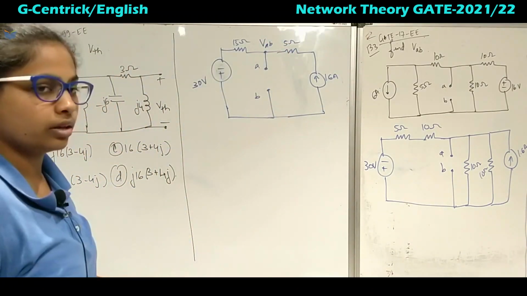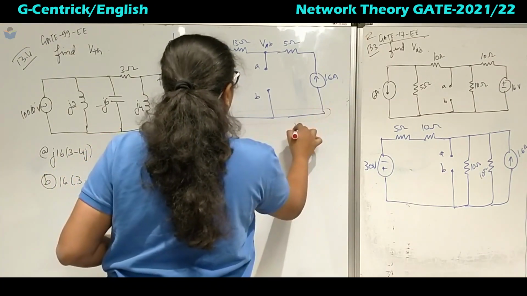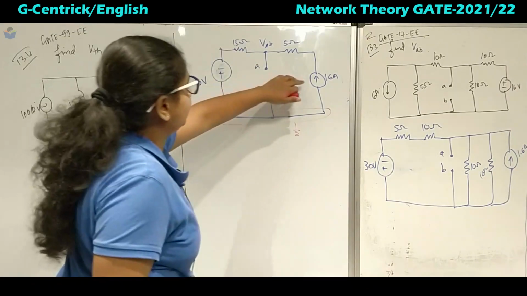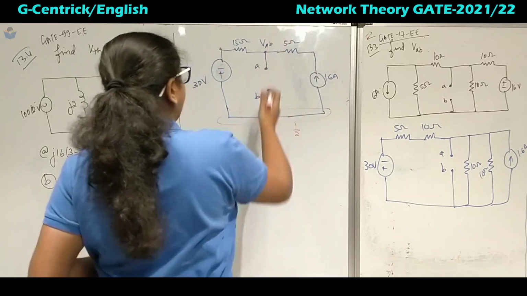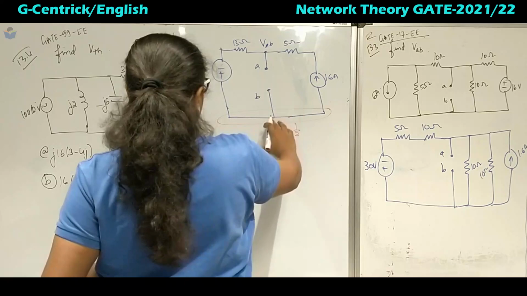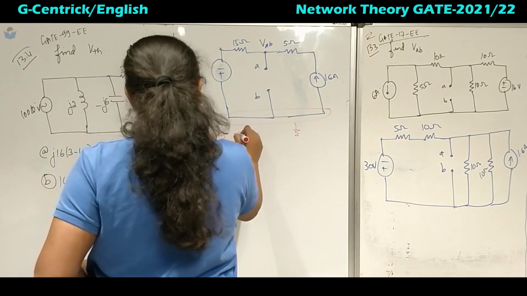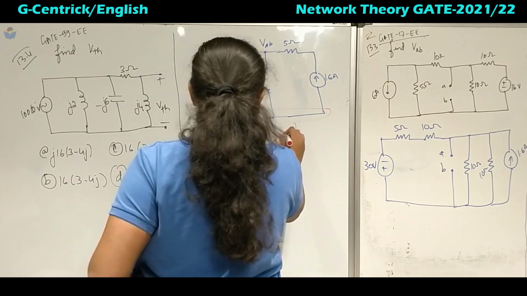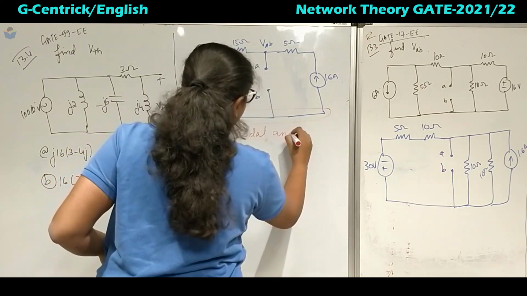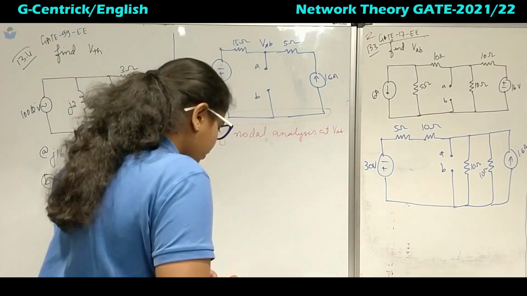Now you can apply nodal analysis, right? We will take this as the reference node. So here it will be minus 30. There is a direct, we have got incoming current. So we can apply nodal analysis at VAB.